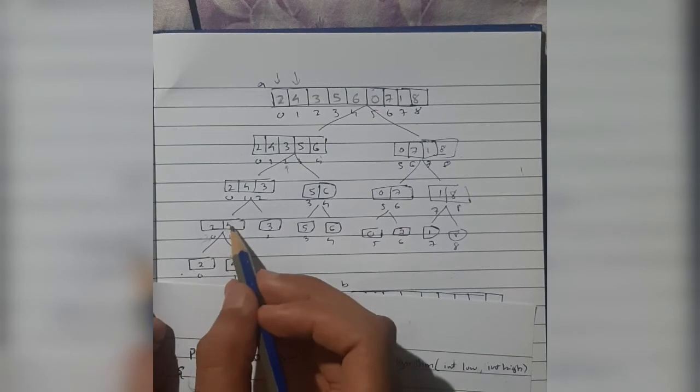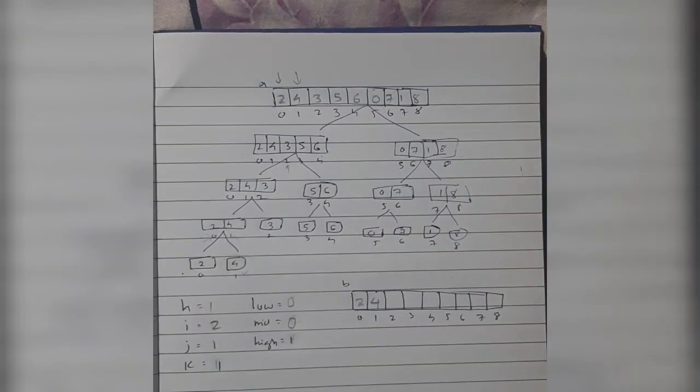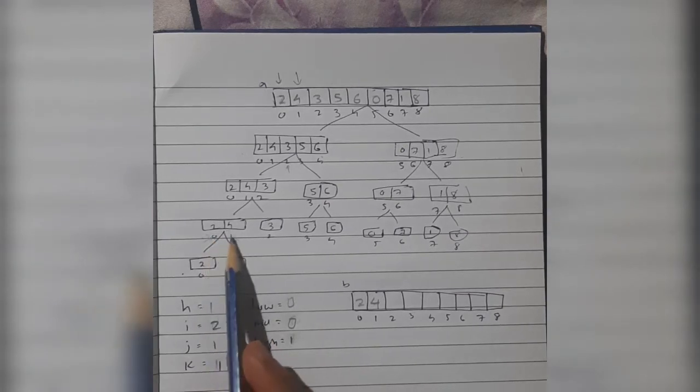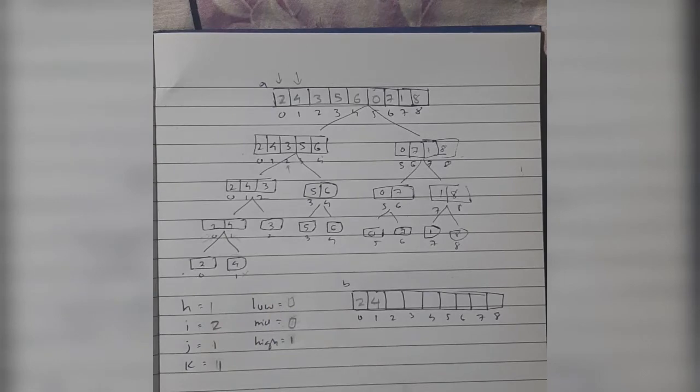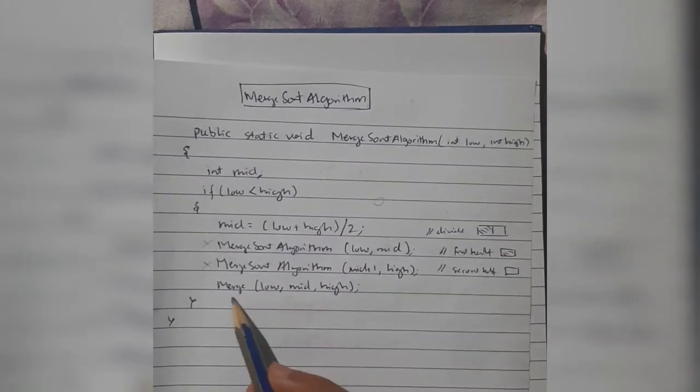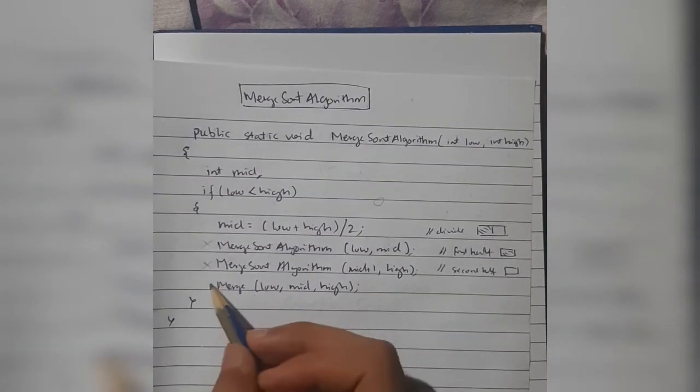Okay, when we are in this array, what were the low and the high values? It was 0 and 1, and mid was 0. At that time, when we were under this array, we had called this function merge. Okay, so now this function is executed.